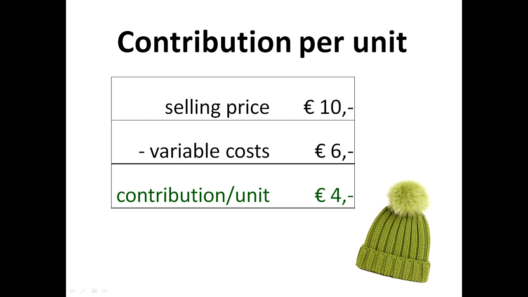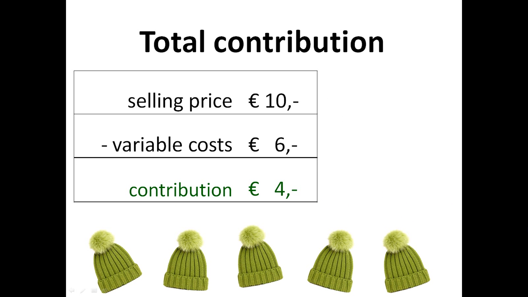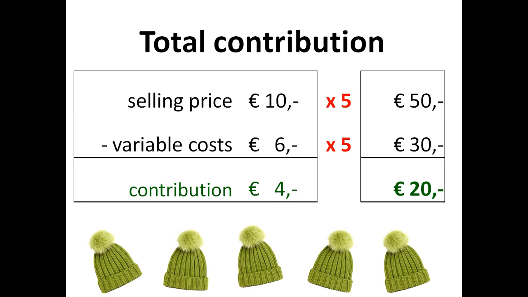Next, we want to know the total contribution. It's almost like the previous example. But we must not forget to multiply the numbers by 5, because we have 5 woolen caps. Okay, 10 times 5 are 50 euros. 6 times 5 are 30 euros. And 50 minus 30 are 20 euros. Our total contribution is 20 euros. That's the money we can use to cover eventual fixed costs.